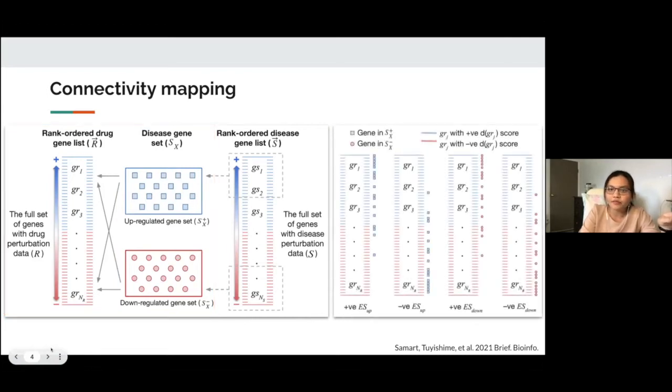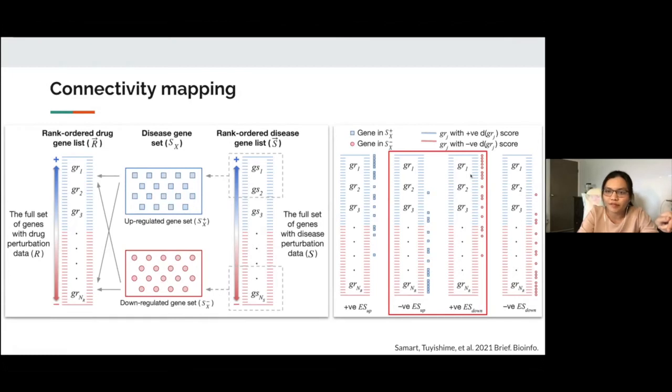The cases where we have a reversal relationship, meaning the drug can successfully reverse the disease, are the two cases in the middle here. This is when we have upregulated disease genes distributed at the bottom of the drug profiles and the downregulated disease genes distributed at the top of the drug profiles.